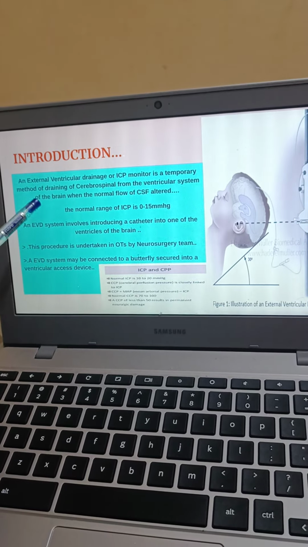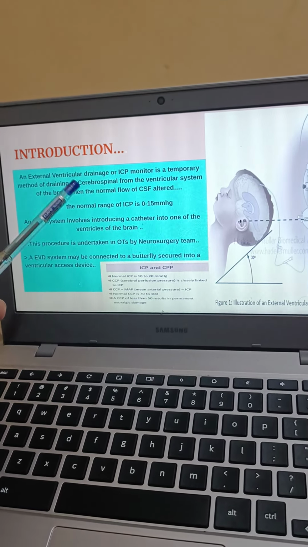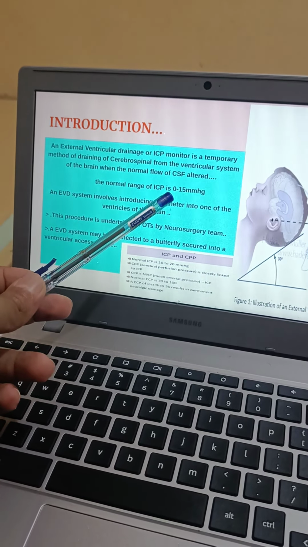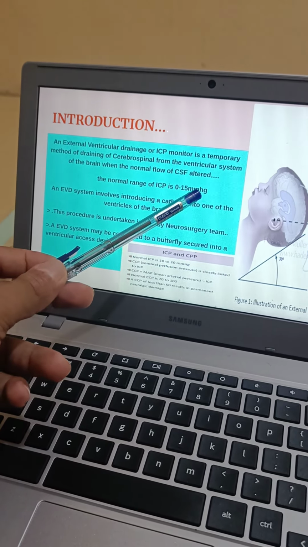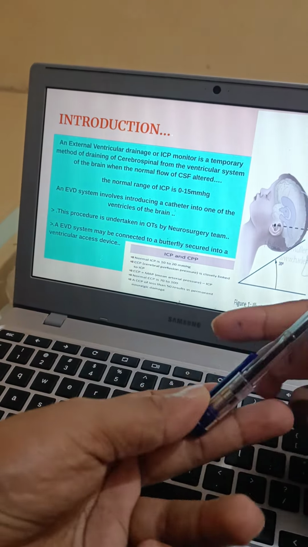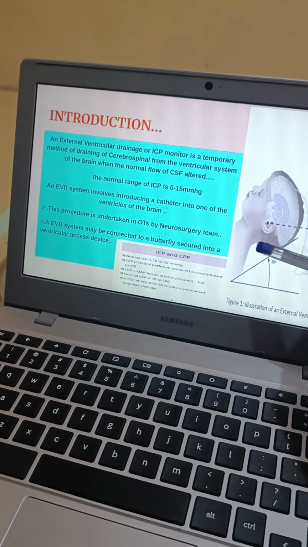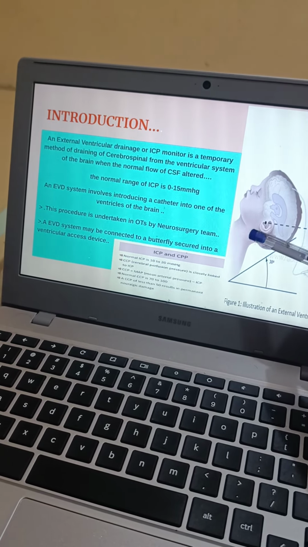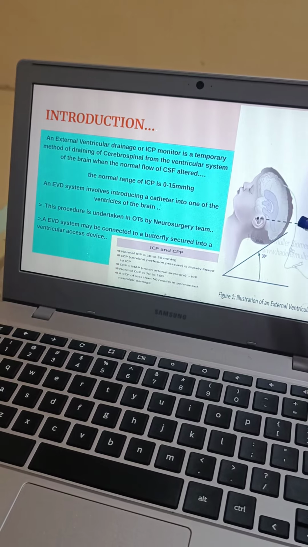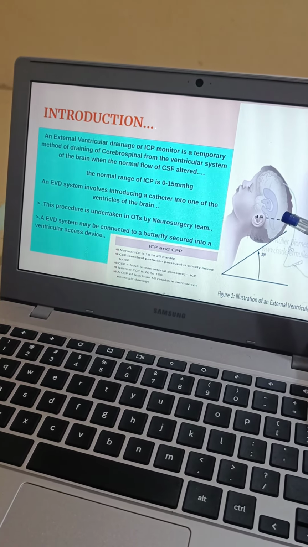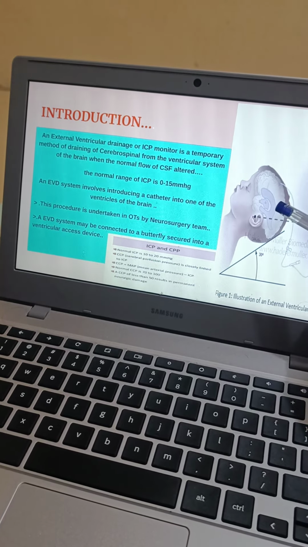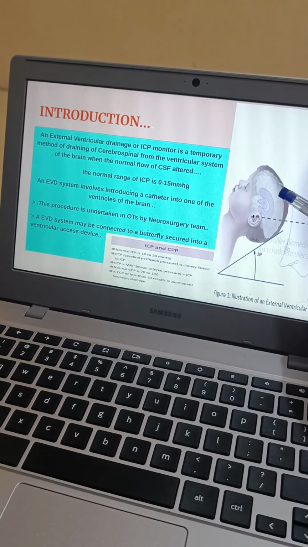The normal ICP is 0 to 15 mmHg, that is, 0 to 15 millimeters of mercury. It is the normal pressure of ICP. This is the cranium, and 80% of the pressure is produced by the cranium. Suppose there is a skull injury; because of skull injury it will again increase the ICP. That is the one thing.